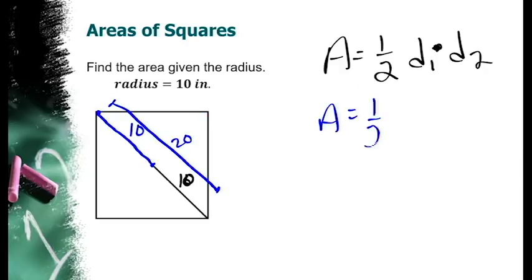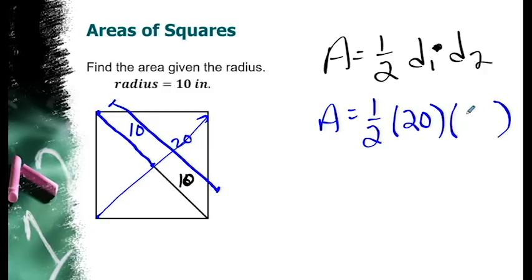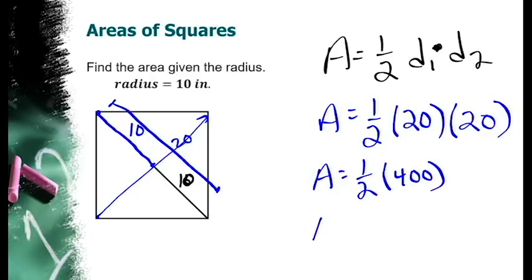So we're looking at our area being 1/2 of 20 inches times the other diagonal. In a square, the diagonals are congruent to each other, so this diagonal here would also be 20 inches. We simply finished solving this, 1/2 of 400. And our area would be 200 square inches.